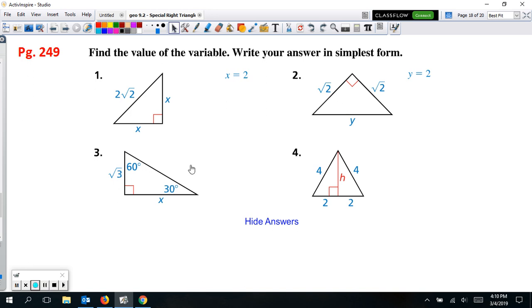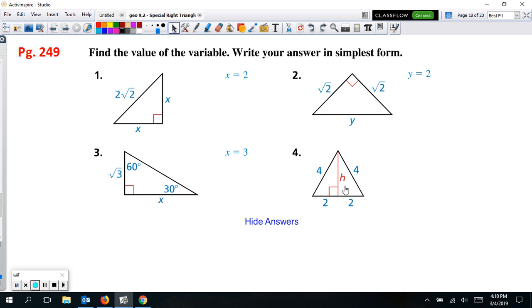Now for the 30, 60, 90 ones, we're looking for our long leg. Our short leg is the square root of 3. Remember that the long leg is always going to be the short leg times square root of 3. So square root of 3 times square root of 3 would be the square root of 9, which would just be 3. Square root of 9 is 3, so x would be 3 for number 3.